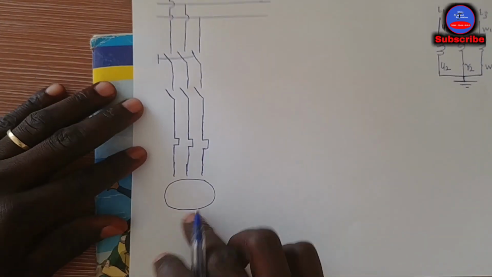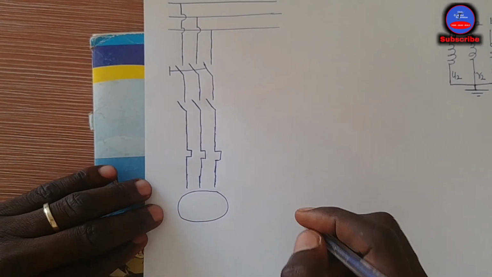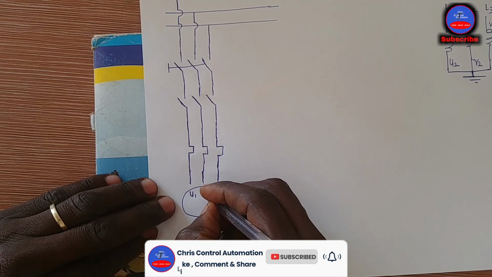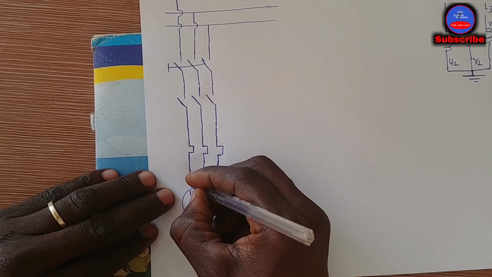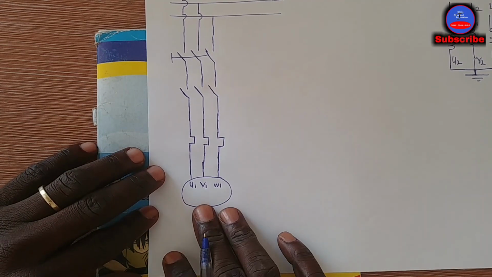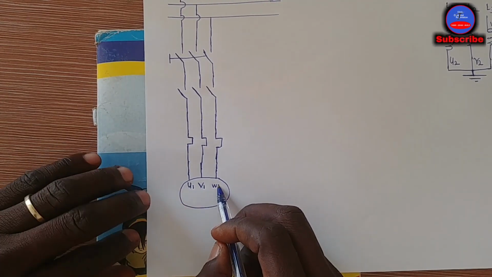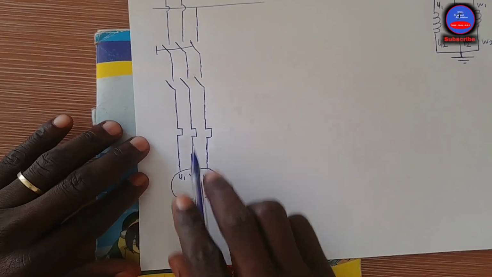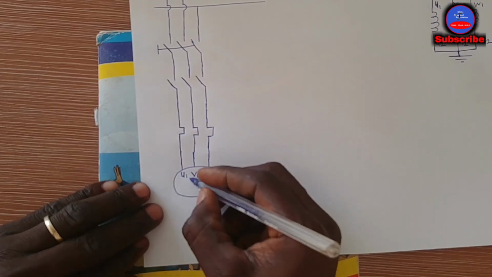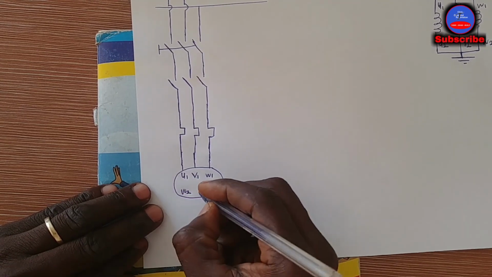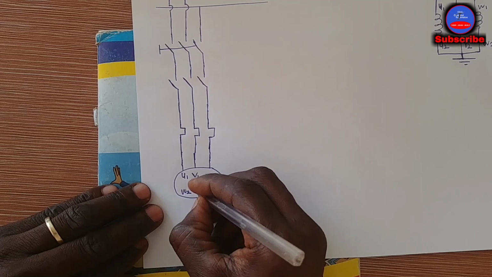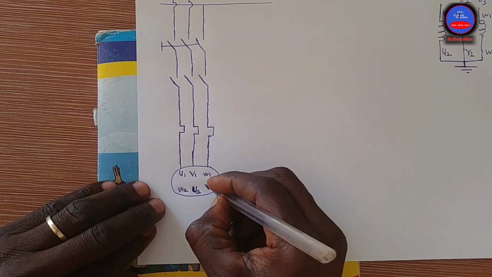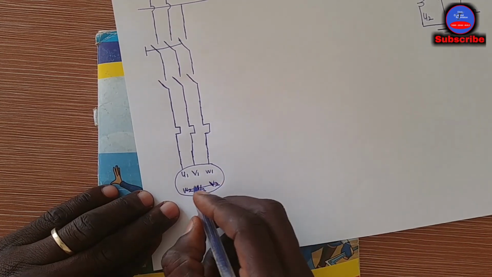So now we will do that here on the motor terminal block. So we have U1, V1, W1, and then you have the U2, V2, W2 joined together. On the motor terminal block, you see this configuration. U1 will match W2, V1 will match U2, and W1 will match V2. So we join these together.